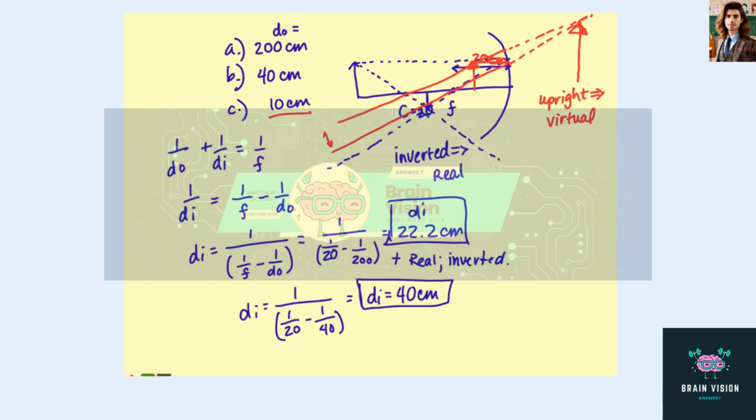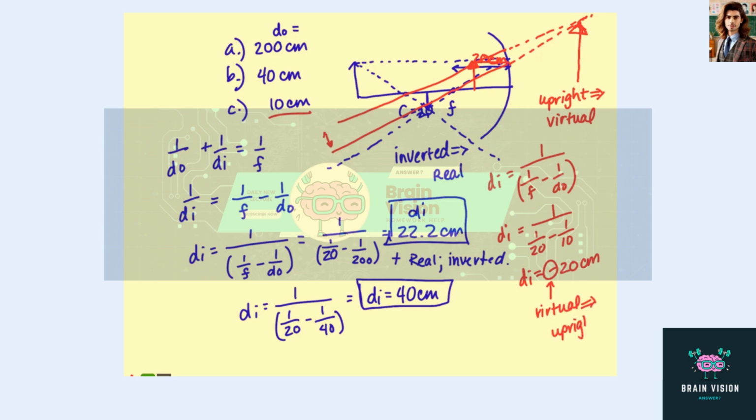And then we can prove that mathematically. So di equals 1 over f minus 1 over dO, which is 1 over 20 minus 1 over 10. And 1 over 20 minus 1 over 10 gets you a negative 0.05, but then you get the inverse of that, and you get a negative 20 centimeters here. Again, that negative tells me that this is in fact a virtual upright image.